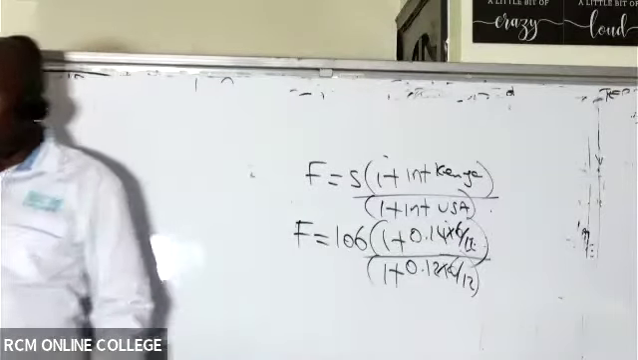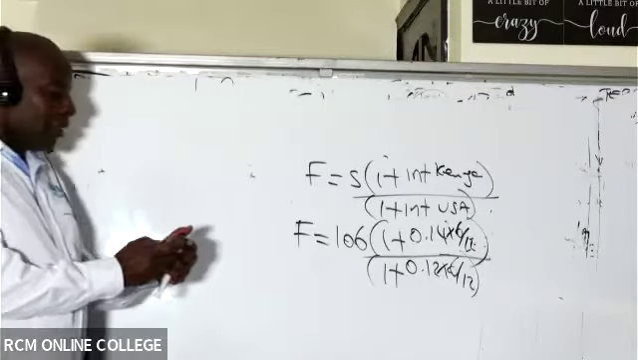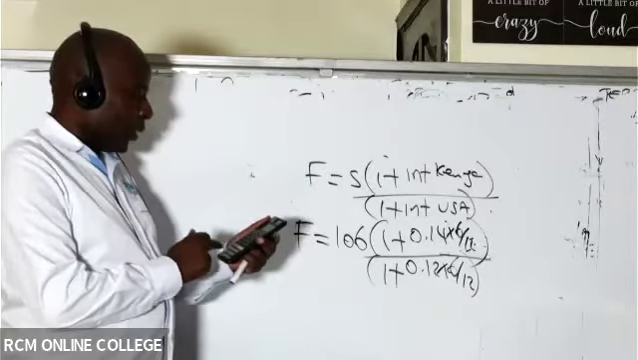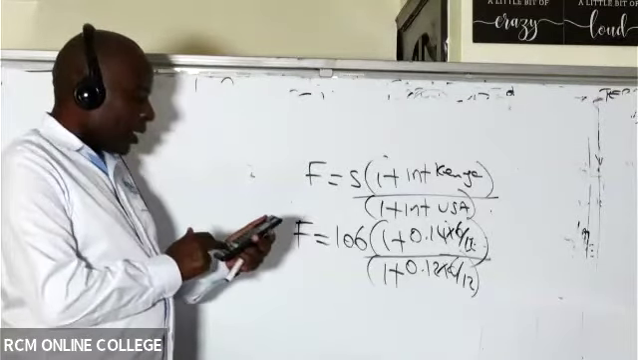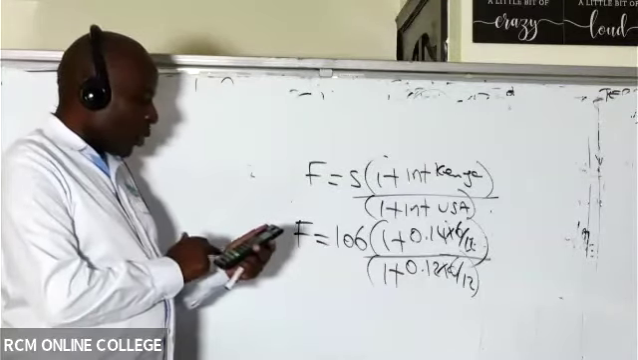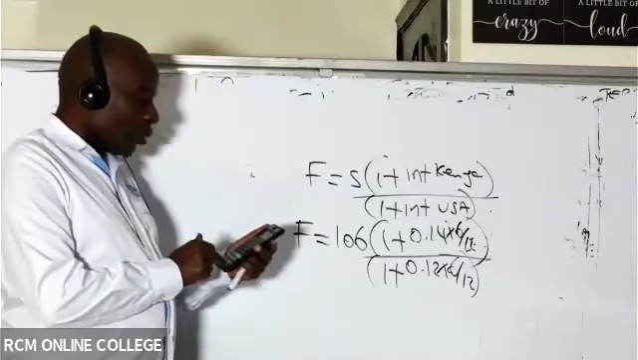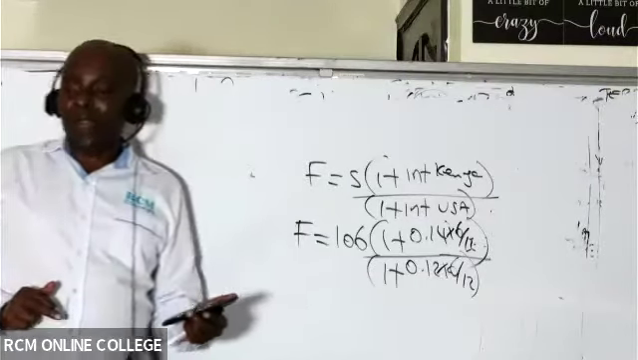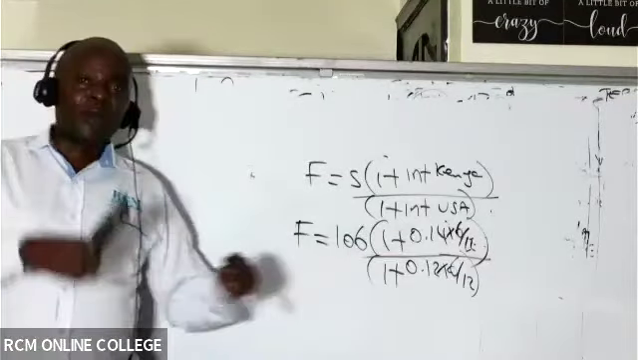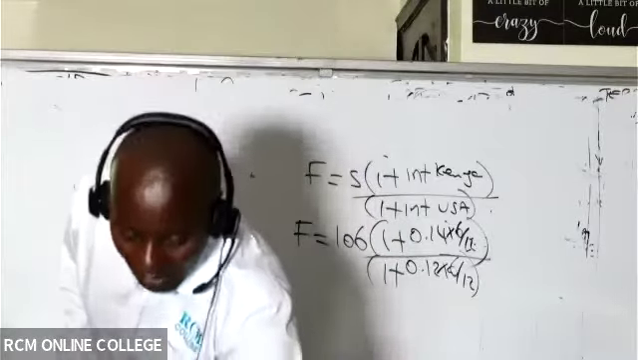So abracadabra with my calculator, this is what I will do. I will say 106 times open brackets, 1 plus 0.14 times 6 over 12, you close. You divide by open another bracket, 1 plus 0.12 times 6 over 12. You close, and then you say equals. I'm getting exactly 107. Never try to do these things separately. Do it in your calculator, one stroke of a pen, you have an answer.